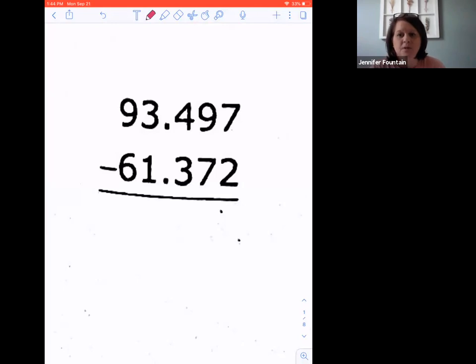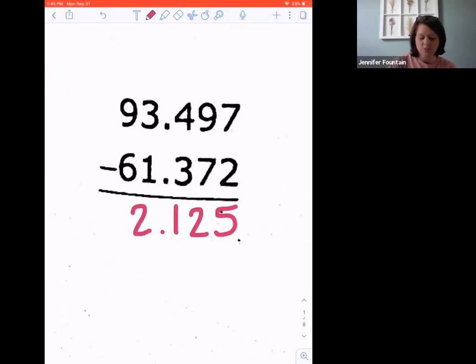They took it easy on us on this first problem, didn't they? They didn't make us borrow at all. 7 minus 2 is 5. 9 minus 7 is 2. 4 minus 3 is 1. Put my decimal in. 3 minus 1 is 2. And 9 minus 6 is 3. 32 and 125 thousandths. Any questions?